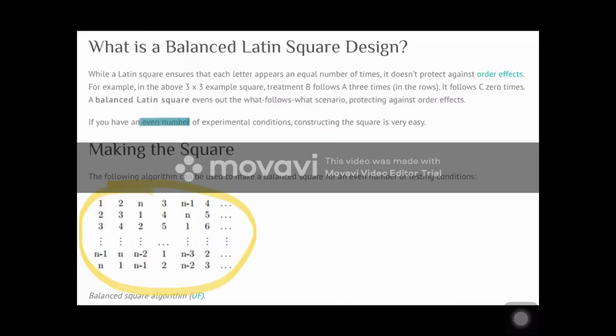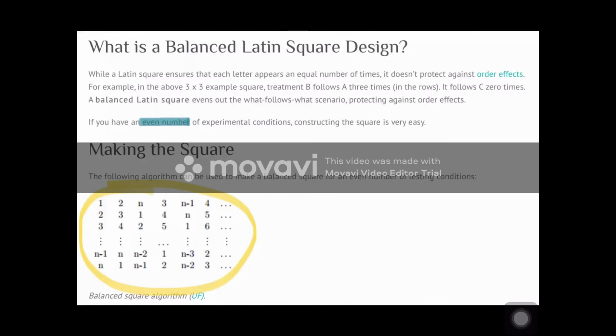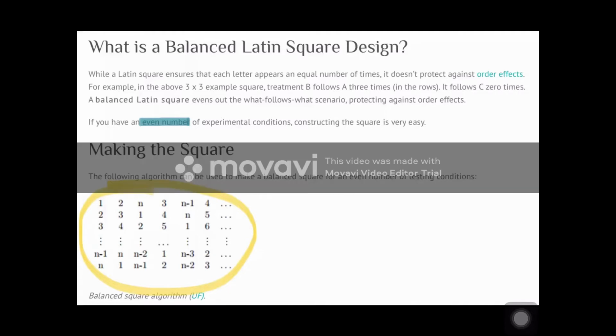Good day. This is Luella Maraya Aquino and I will be discussing constructing a balanced Latin square counterbalancing design. While a Latin square ensures that each letter appears an equal number of times, it doesn't protect against order effects. For example, in the above 3 by 3 square, treatment B follows A 3 times in a row. It follows C 0 times. A balanced Latin square evens out what follows what, protecting against order effects.